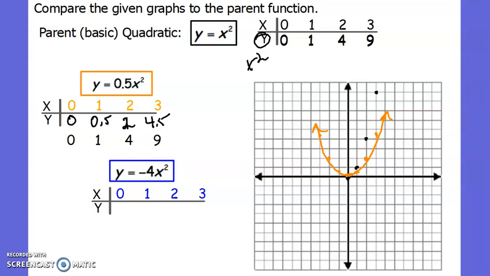Take a second, think about what happens to these points down here. Again, if my old y values were 0 and 1 and 4 and 9, what's going to happen when I multiply x squared, right? Multiply that x squared by -4. I'm going to pause the video now, fill in the numbers, and we'll see what that parabola looks like.